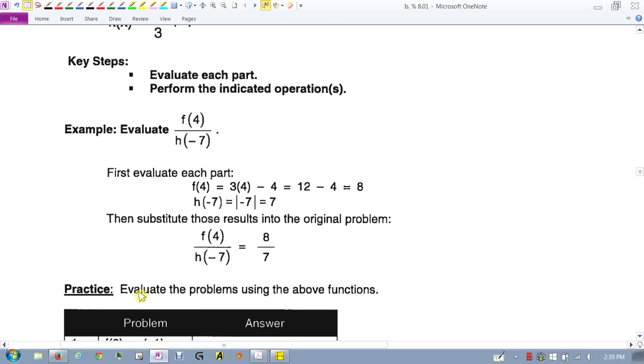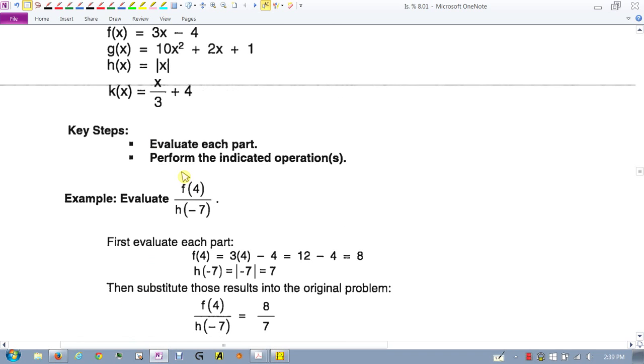Well, I'll walk through this one and then we'll do the practice. So what is f of 4 over h of negative 7? So what does this mean? Plug 4 into the f function. So you go up here, you plug 4 in right here, which is what they do right here. H of negative 7 means plug negative 7 in right here for x into the h function. So when you do that, the absolute value of negative 7 is 7.